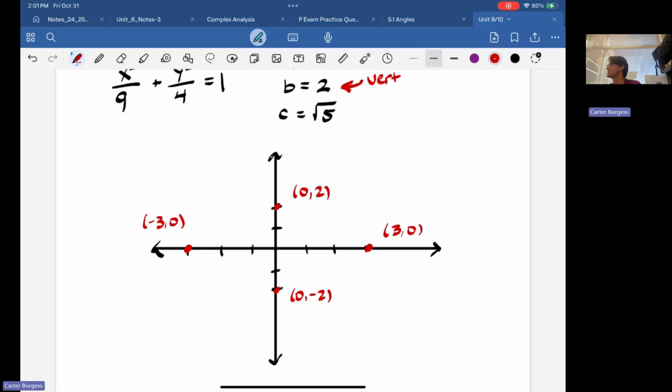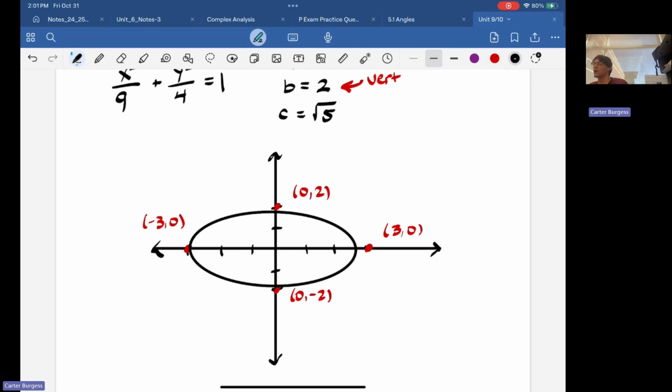And then you just connect the dots, which I'm bad at, so I'm going to cheat with the fact that my technology will autocorrect. Look, it's going to autocorrect for me. So the major axis goes from end to end. So if A is 3, what's that total length there? Would be 6. Yep.